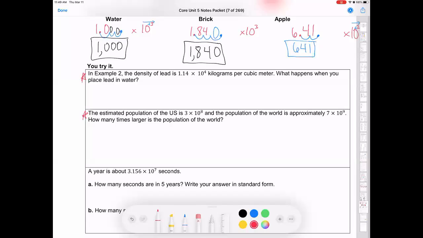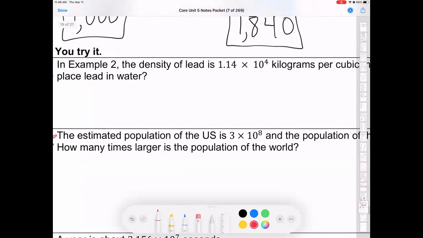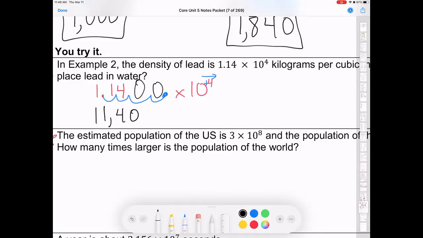All right, so for example two, what we have is the density of lead is 1.14 times 10 to the fourth kilograms per cubic meter. So what we want to do is calculate the standard form for that value. So we have 1.14 times 10 raised to the fourth power. Because that four is a positive four, we're going to move that decimal to the right: 1, 2, 3, 4, and then anywhere there are those little bumps, we throw in the zeros. And so writing out the standard form value, we end up with 11,400.